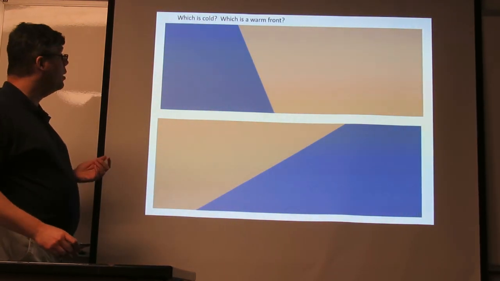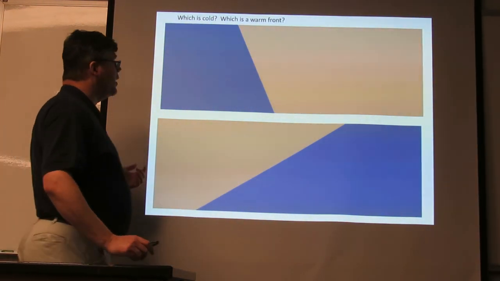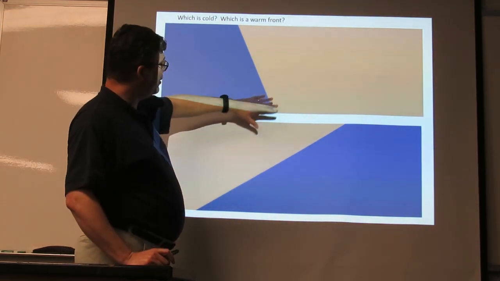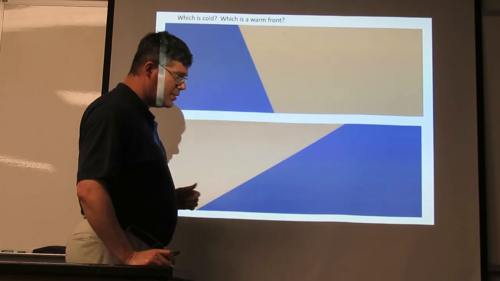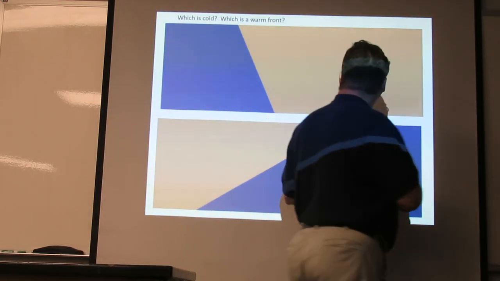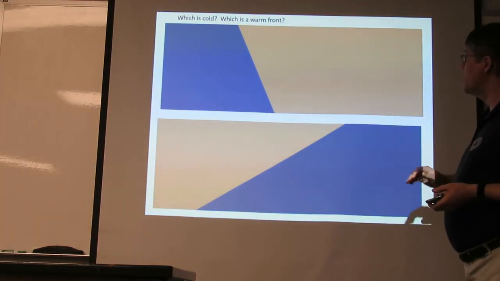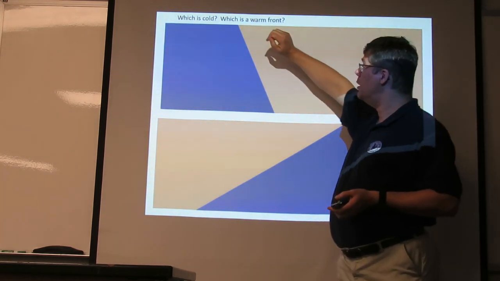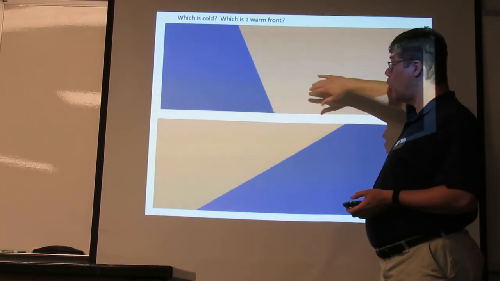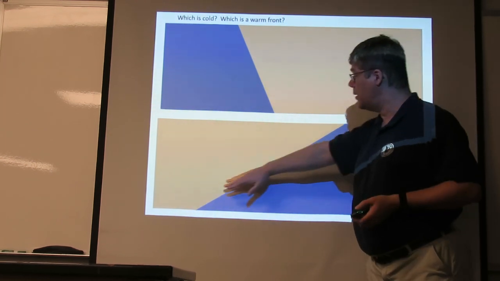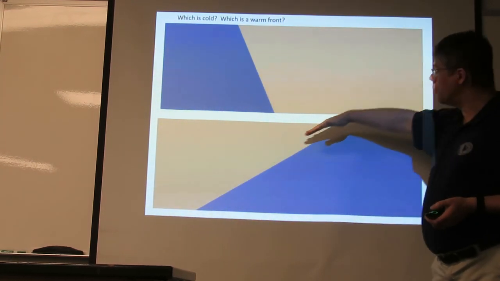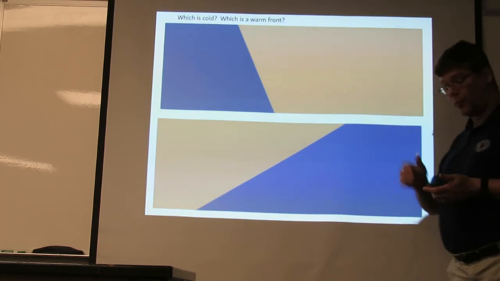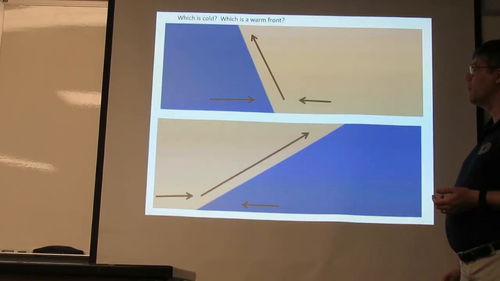Okay, so here are patterns. If we have the blue for cold and the, it's not very pink, but this stuff for warm. This top one here, we have a very steep front. This is typical of our cold front pushing in. This bottom one, much more gradual slope. This is typical of our warm front coming in.